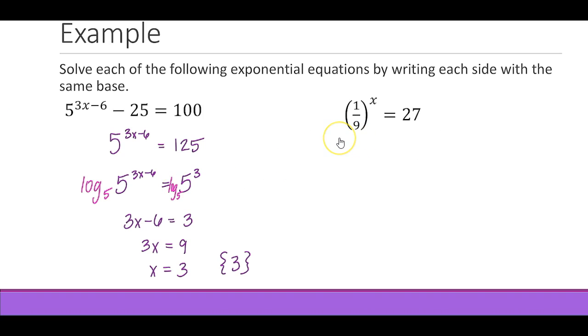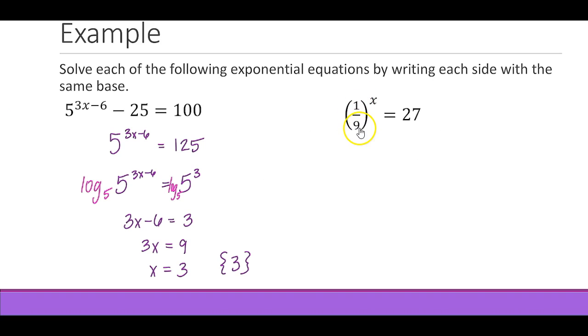So now, in this next example, I have 1 over 9 raised to the x equals 27. And I want to think about how I can rewrite each side so that they have the same base.